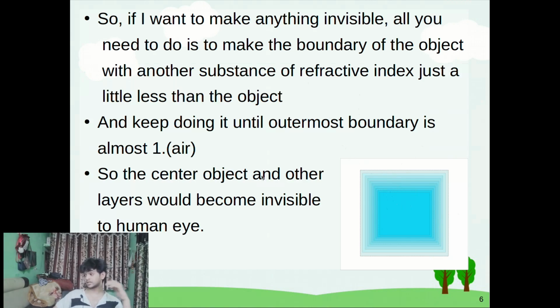So according to my theory, the center object and these inner layers would almost feel invisible to the human eye. The object would just disappear to me. It would feel invisible.